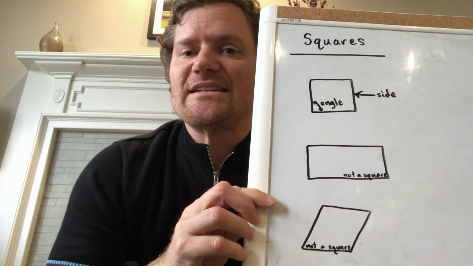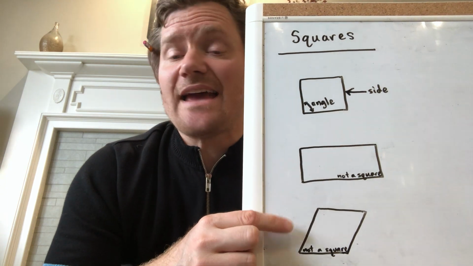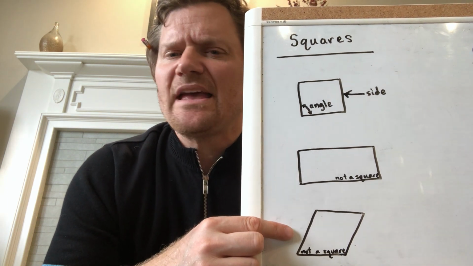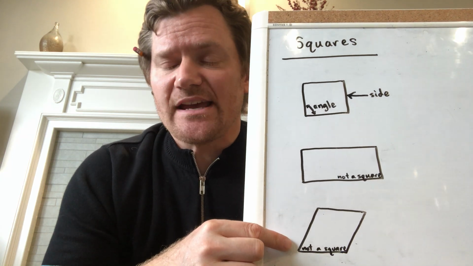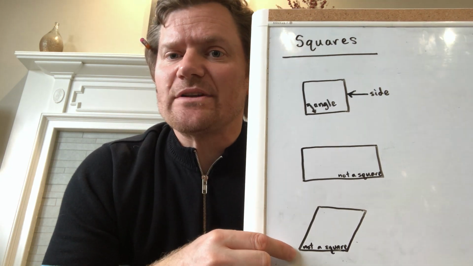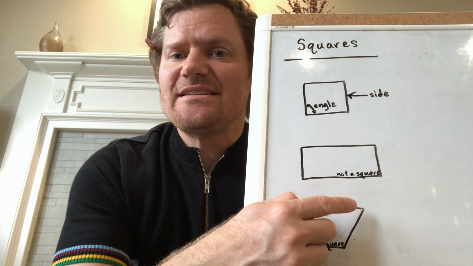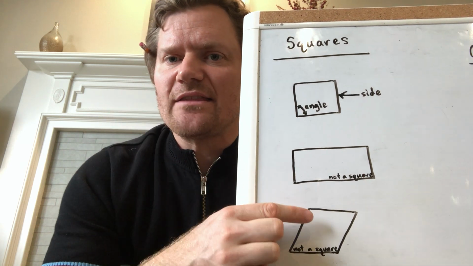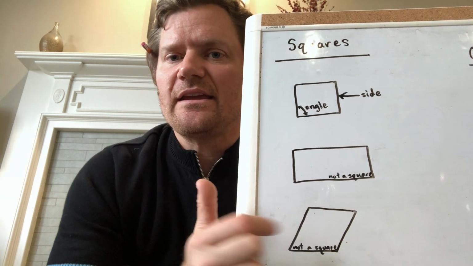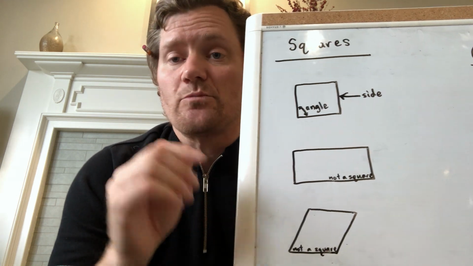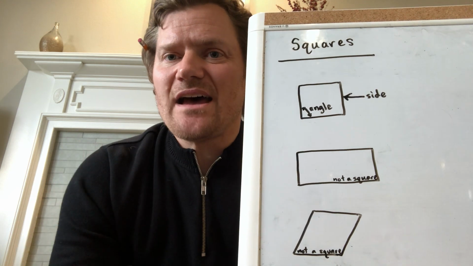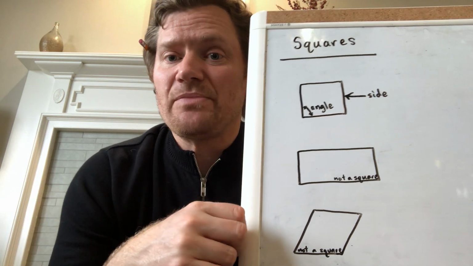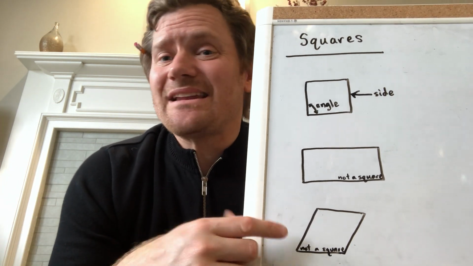On the bottom, you can see that this shape has four sides, and all the sides are the same. Except this one is not a square because the angles are not all the same. You can see that the angle on this end and on this end are a little more closed than the ones that are in the middle here and here. Those two angles are a little more open. So even if all the sides are the same, if the angles are not the same, then it's not a square.